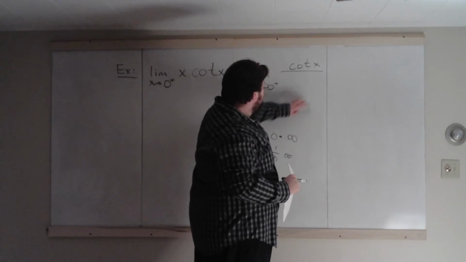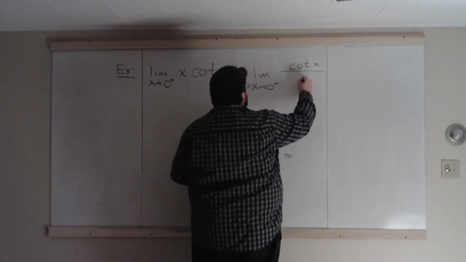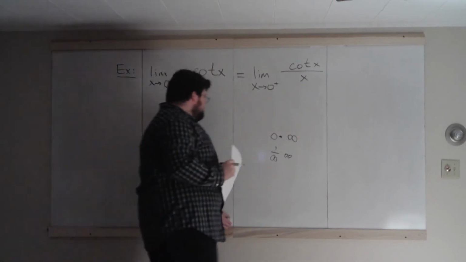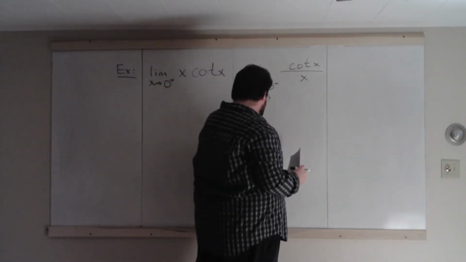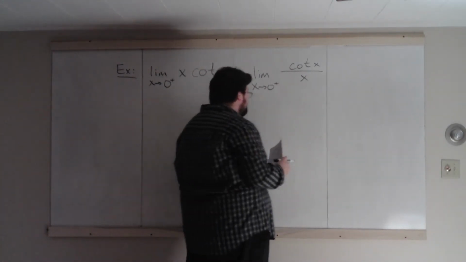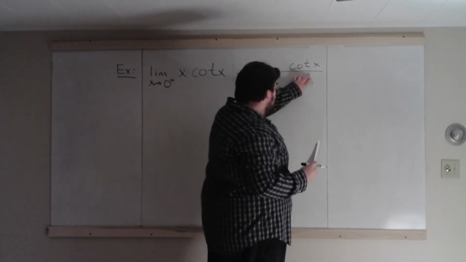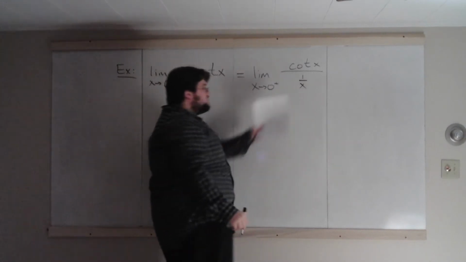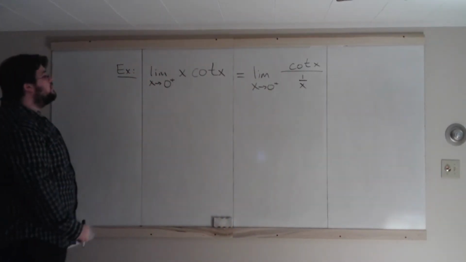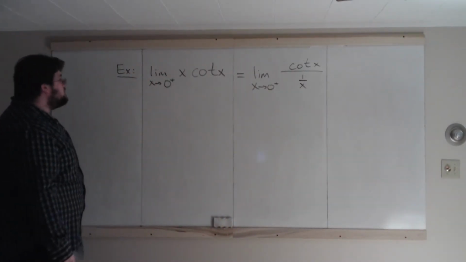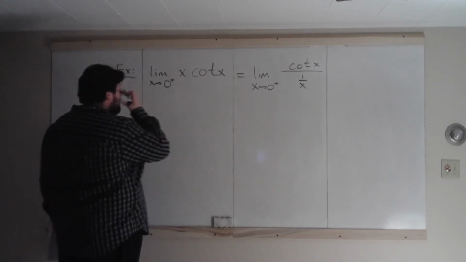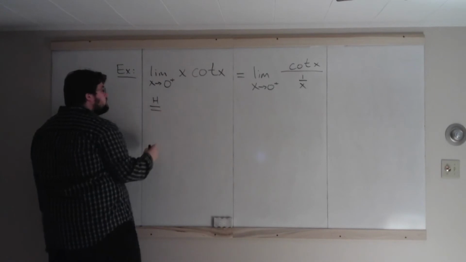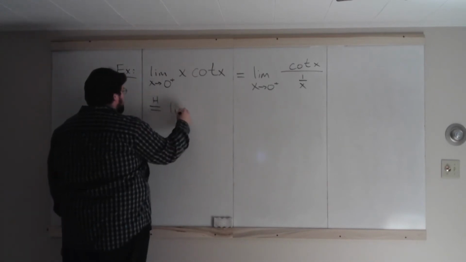Writing it like this would be incorrect. This is a different expression, and it's still an infinity over a 0, and you can't apply L'Hopital's rule to that. Writing it like this is correct, because this is actually the same expression as this one, through multiplying by the reciprocal of the denominator. Well, now we have an infinity over infinity, so we can apply L'Hopital's rule.